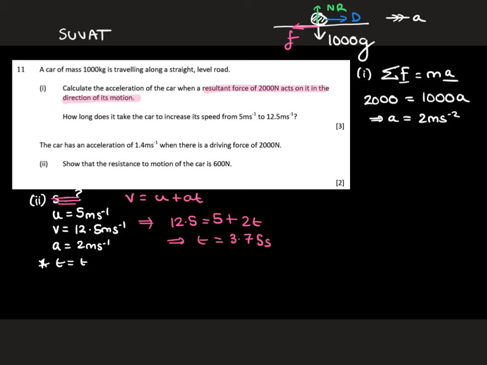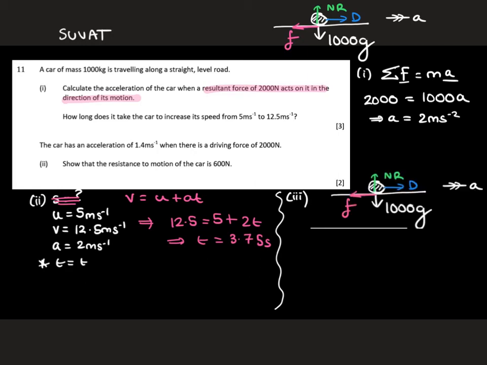Now, part 3, we have some new information to consider. The acceleration is 1.4 meters per second squared when there is a driving force of 2,000 newtons. So let's go back to this diagram here. Now, what we know is that the driving force, the forwards force here, we can replace with a value of 2,000 newtons. Let's do that first of all. We can also replace the acceleration with a value of 1.4 meters per second squared.